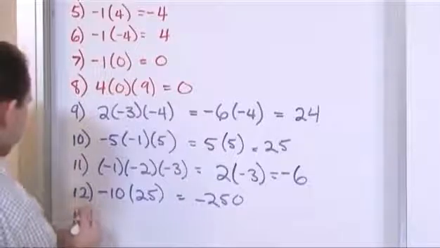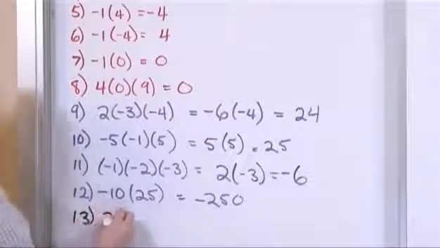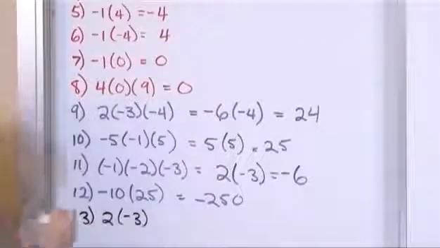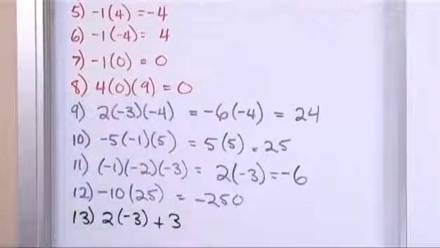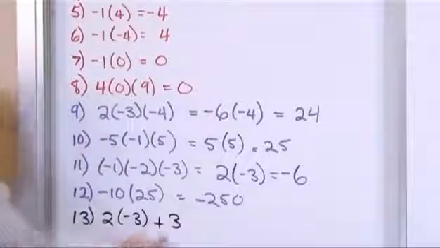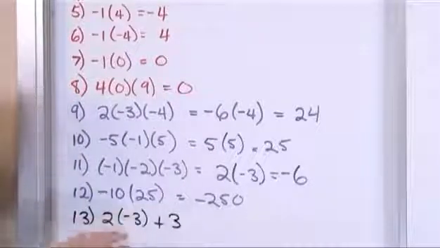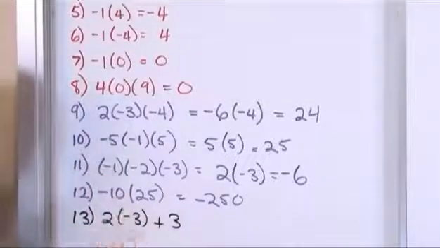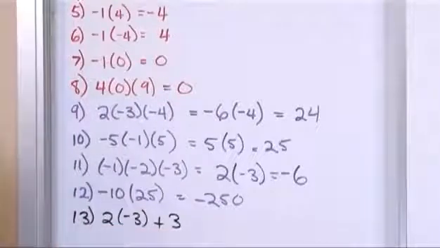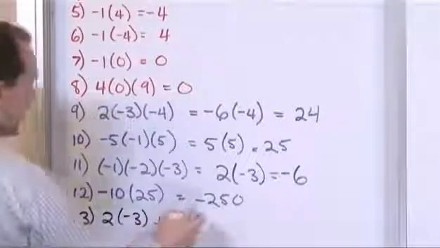Let's say we had, for 13, 2 times negative 3 plus 3. Well, one thing you need to learn is that when you have a bunch of multiplication and then you also have some addition going on, you always have to do the multiplication first, or if it's division, you have to do the division first. So multiplication and division always come before addition or subtraction. So the first thing we have to do here is multiply these. We'll deal with the addition later.